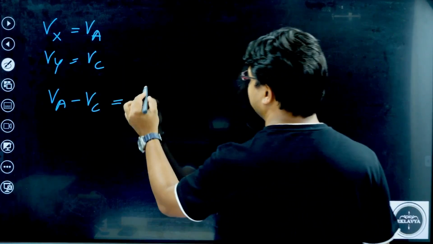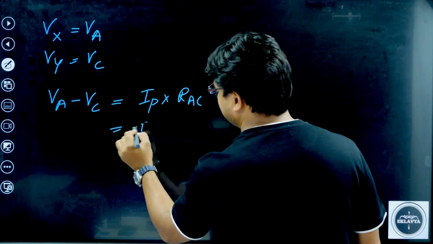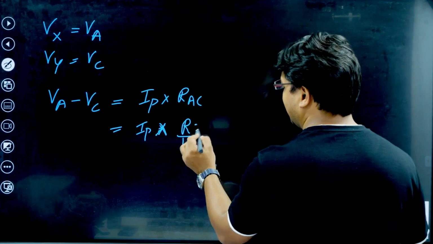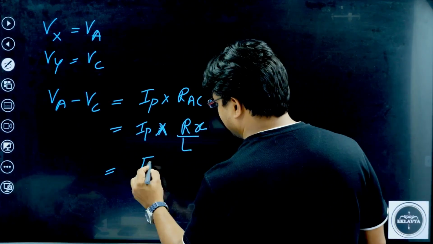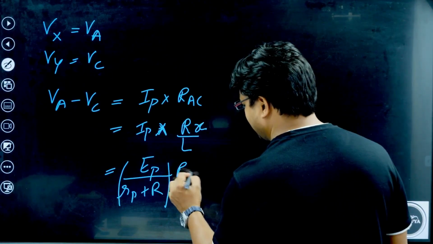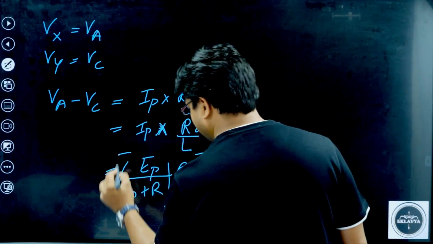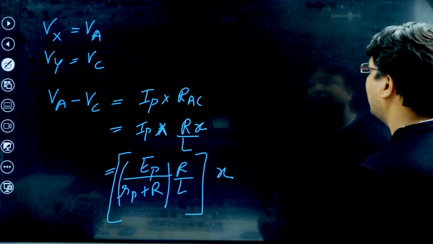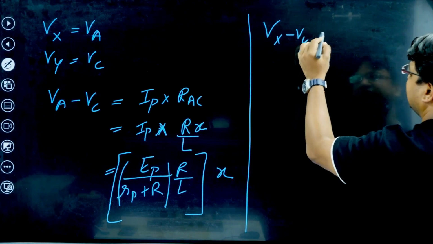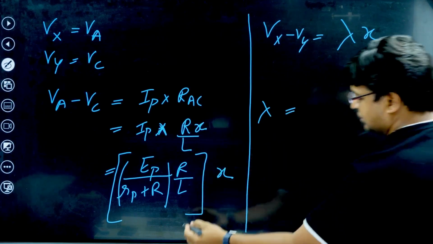So VA minus VC will be given by IP into the resistance between A and C. This resistance can be written as the total resistance by length, R by L, into the length X, and IP can be written as EP upon RP plus R. So this entire thing is the potential difference between A and C, or in other words, the potential difference between X and Y. So VX minus VY we got as something into X, where this something is this entire thing.